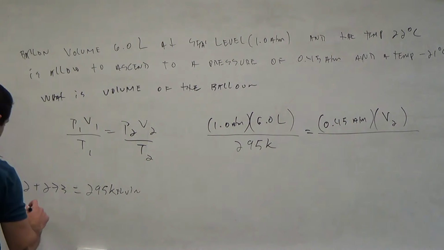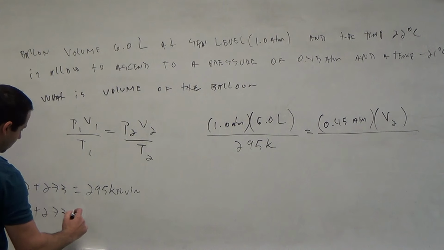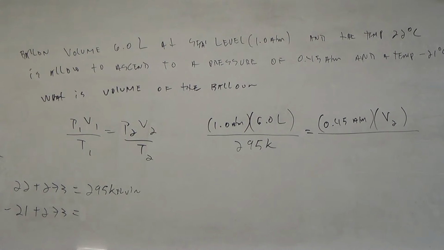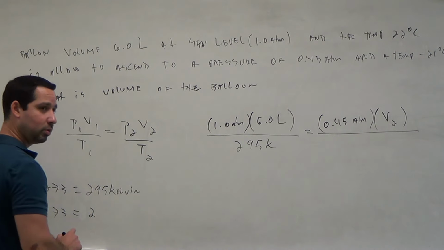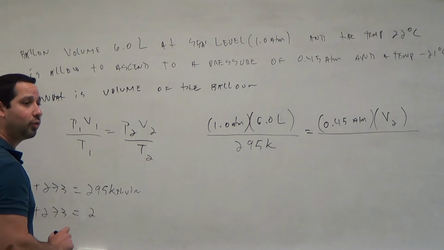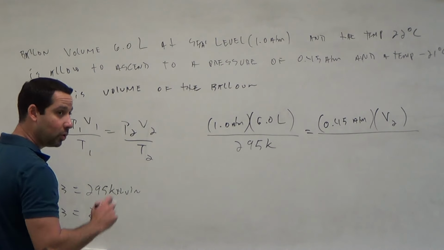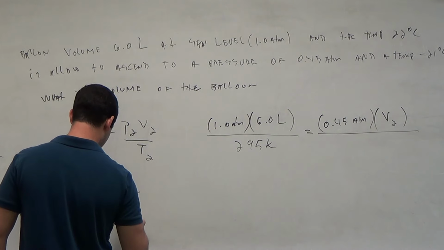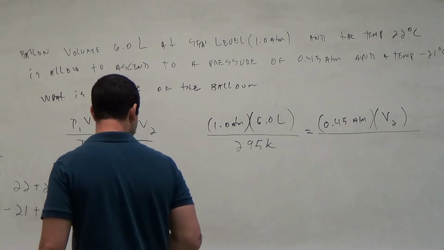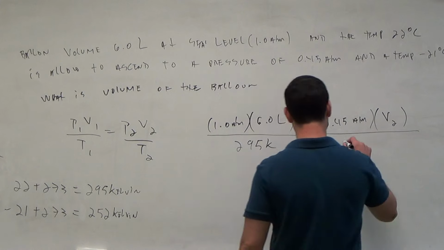And this would be confusing for you. 273 minus 21 is? 252 Kelvin. 252 or 253? 252. Very nice. You guys put that in the calculator, yes? We do not want you to use your mind here. 252, what you said.